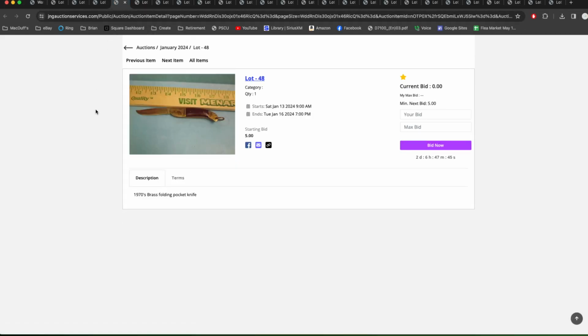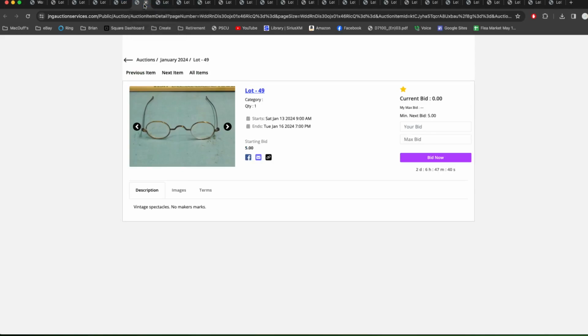And here's a cool 1970s folding knife. It doesn't have a brand on it, but it looks like it's pretty nicely done. It might be something you might put on a keychain. So I'll see how that goes. I usually do really well with knives, so I'm always on the lookout for those. This one just says vintage spectacles, no maker's mark. It seems to me that these are likely gold or gold filled. I don't really know. I'll have to test it when I get it home. But I saw them selling for $150, $200 for some of them. So hopefully those will sell well.